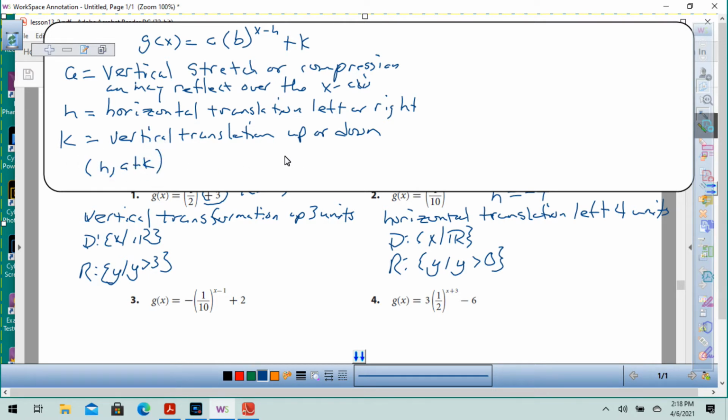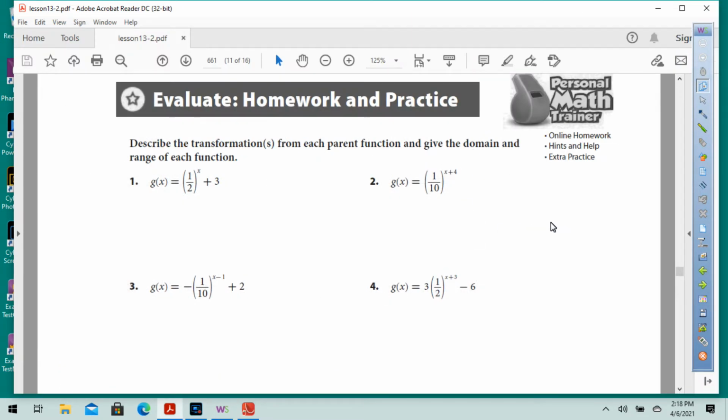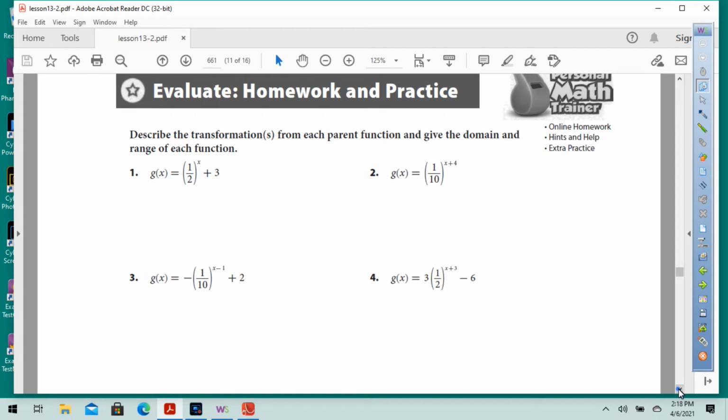These are your transform points, and the other one was h minus 1 and a over b plus k. You'll use this when b is between 0 and 1. All right, so let's try number 3.